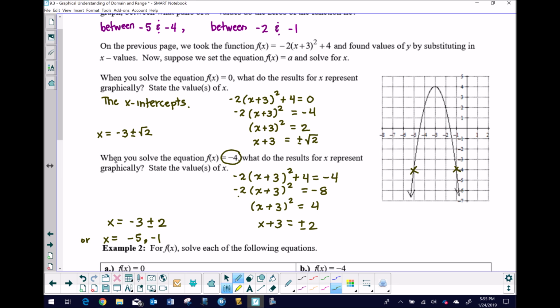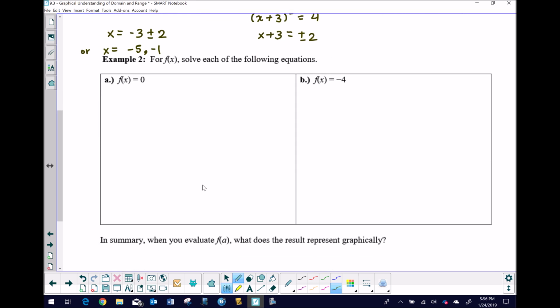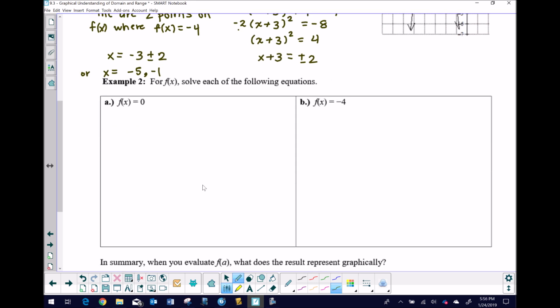So if it asks you, what do the results mean graphically? Well, these are 2 points on f of x's graph where f of x, or the y value, is indeed -4. That's all it means. All right, set up this example here, and we can close out this first video.